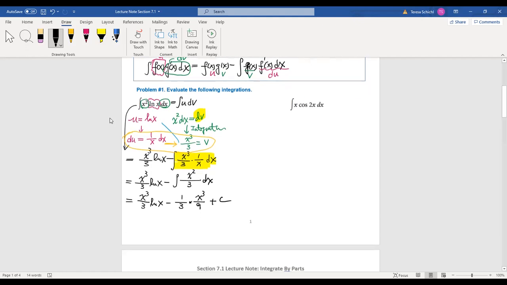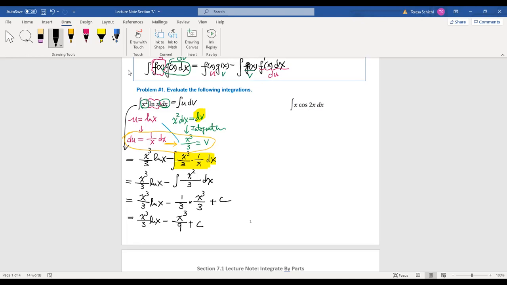Okay, so now what is my final answer? My final answer will be x cubed over 3 times the natural log of x. And oh, I'm sorry, this is minus x cubed over 9, so not 3. 2 plus 1 is 3, right? So it's minus x cubed over 9 plus c. So this will be our answer.